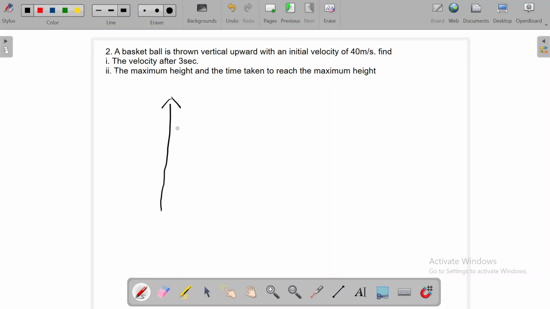It is thrown vertically upward. I know it is going against gravity. This is g, so the ball will be reducing in speed. So what velocity was used in throwing it upward?